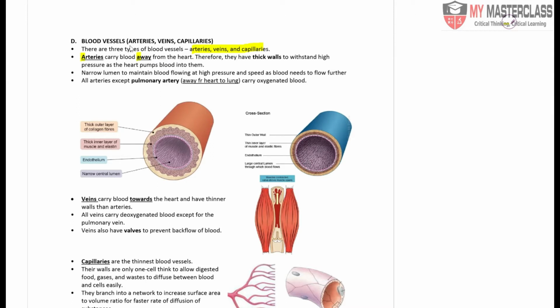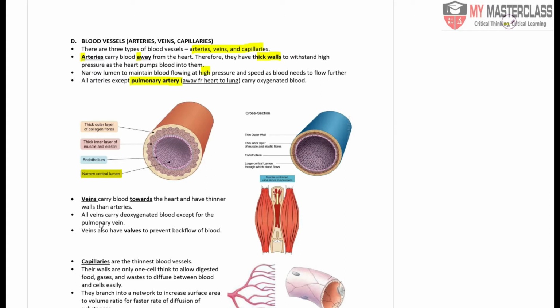Okay, and because the blood is being carried at such a high pressure, they require extremely thick walls to withstand the high pressure. Okay, the lumen itself is very narrow to enable the pressure to be high. If your lumen is big, the blood will flow at a much slower speed, because it has to occupy a larger volume. So almost all arteries, except for the pulmonary artery, will carry the oxygenated blood.